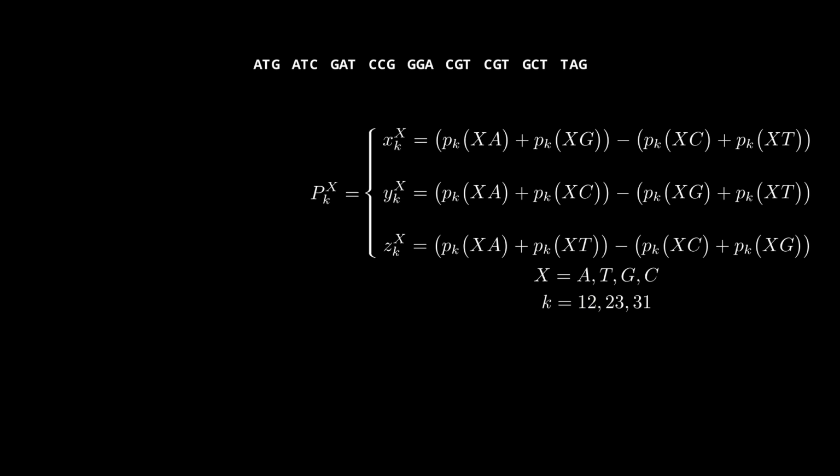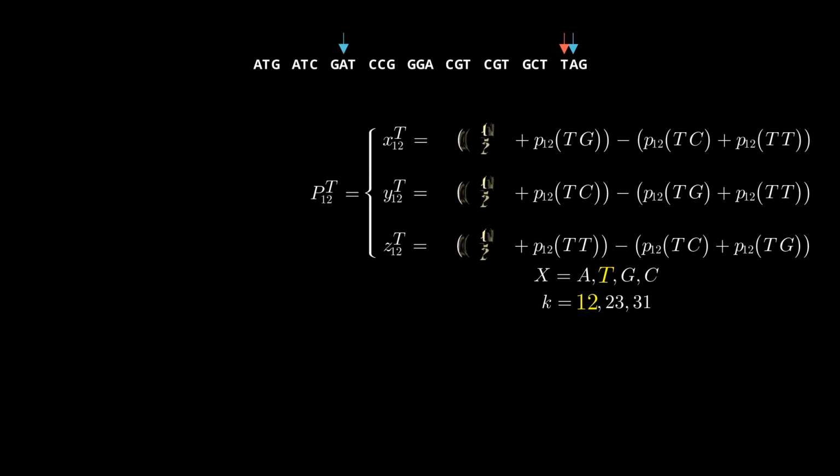Let's quickly go through the rest when K still is 1 2, but when we change capital X to the other nucleotides. The probability that T is in codon position 1 if A is in codon position 2 is 1 out of 2. The probability that T is in codon position 1 if G is in codon position 2 is 0 out of 3.